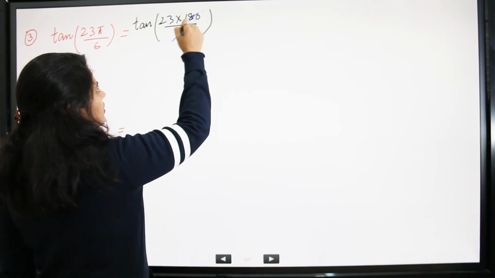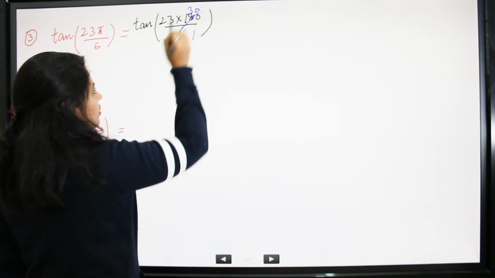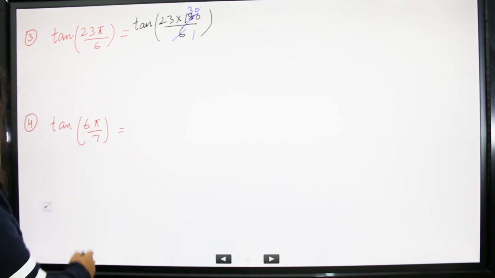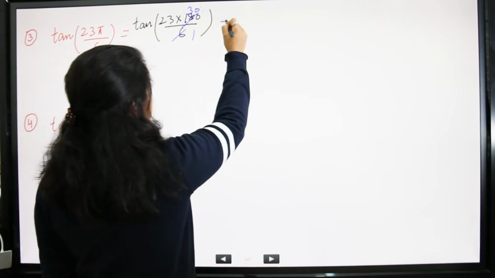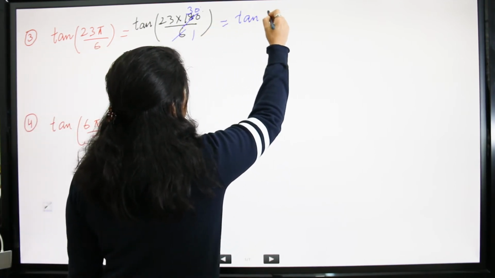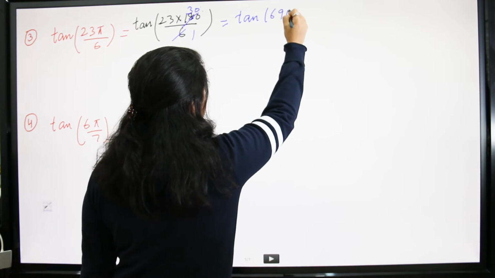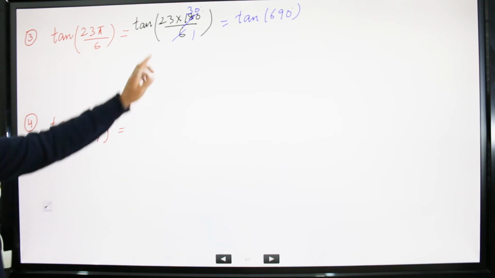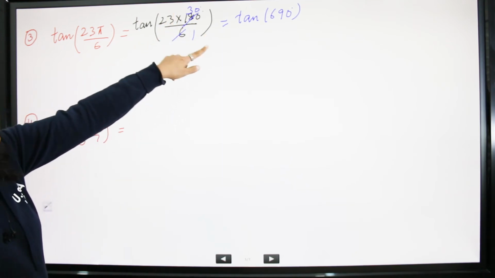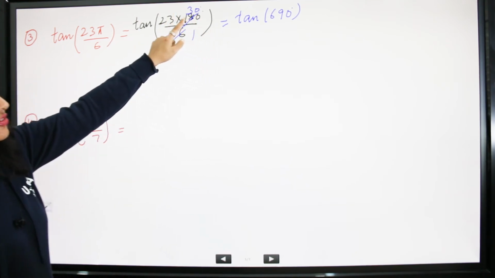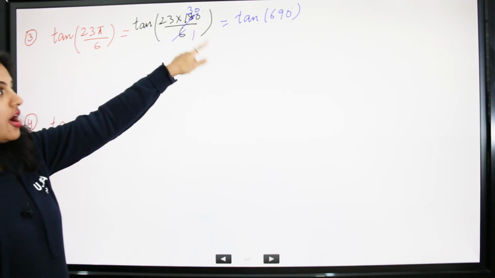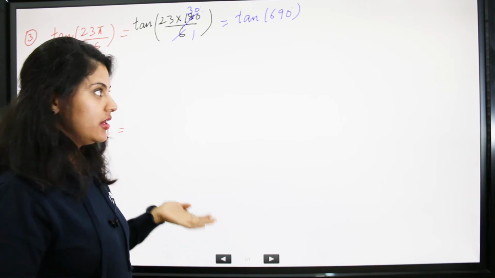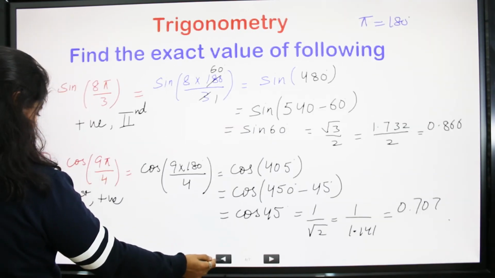6 ones are 6, 6 threes are 18. So you're going to multiply 23 into 3 and after that add 0 in there. So you can write this as equal to tan 690 degree. 690 degree you will get for this one. If you multiply 23 into 3, 3 threes are 9, 3 twos are 6 and 0 will carry over there. So tan 690 degree. Now you need to check in which quadrant tan 690 lies. So let's check 690 degree.